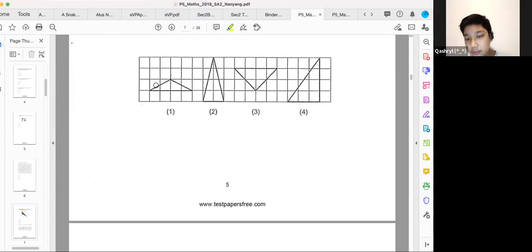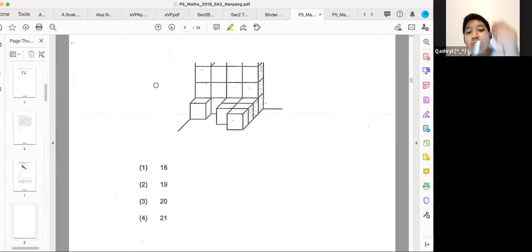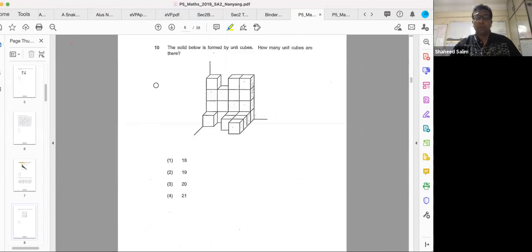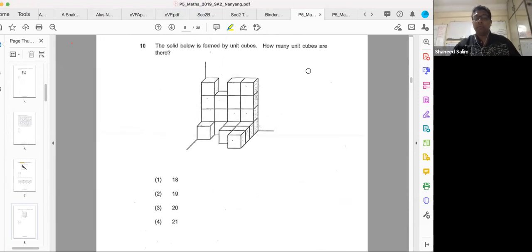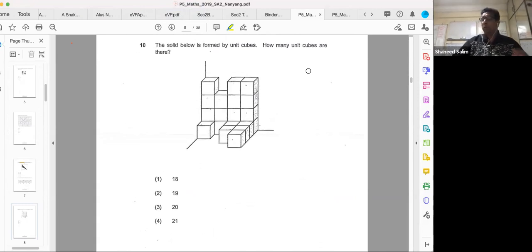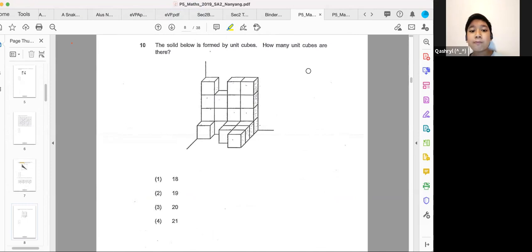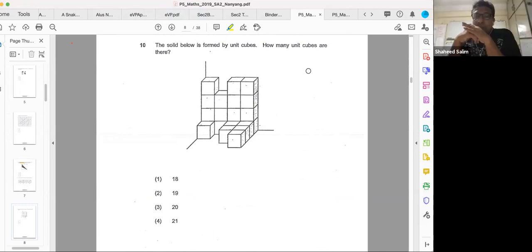Okay, the next one is on volume. They ask you how many unit cubes are there. You'll be tested on volume. Umaira, you'll be tested on volume. According to your list, you are tested on volume. So try. My suggestion is try by layer. Layer means you count this layer how many, this layer how many, this layer how many, and then you add them all up. Don't count 1, 2, 3, you get lost.